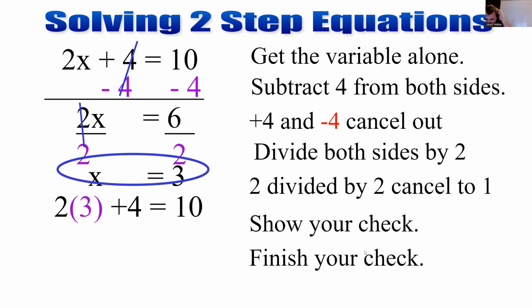A little trick is to check your work to make sure that you did it right. Go back to the original equation, the 2x plus 4 equals 10. You decided that x equals 3. So plug 3 in place of the x and see if it works out. So let's see. 2 times 3 is 6, plus 4 is 10, which 10 equals 10. We're good. So that's how you can always double check at the end to make sure you did it right.